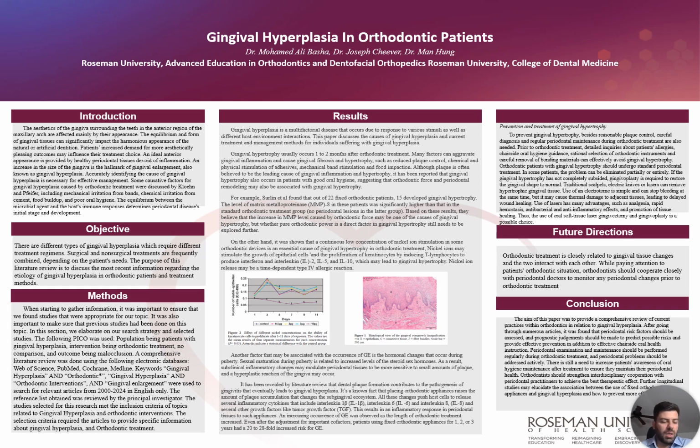So now let's move on to talk about our objectives. There are different types of gingival hyperplasia which require different treatment regimens. Surgical and non-surgical treatment are frequently combined depending on the patient's need. The purpose of this literature review is to discuss the most recent information regarding the etiology of gingival hyperplasia in orthodontic patients and treatment methods.